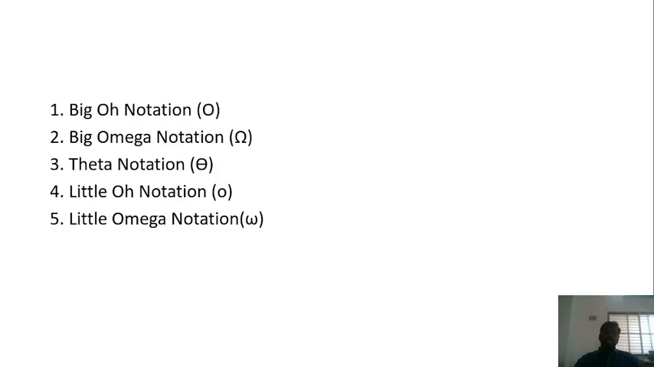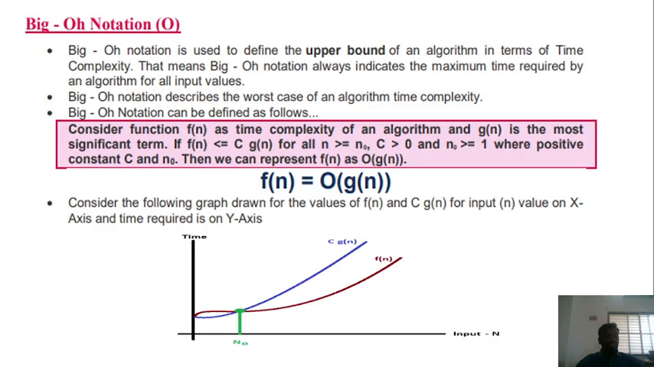In order to represent the time complexity of an algorithm, we use 5 types of notations: big O notation, big omega notation, theta notation, little o notation, and little omega notation. These are the 5 notations we'll use. So what is the first one?